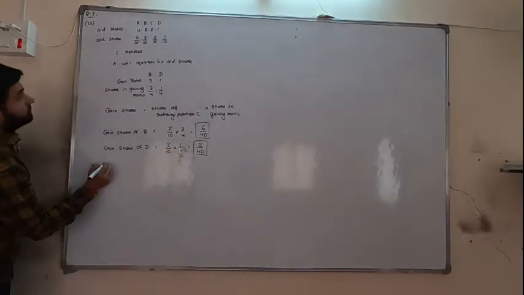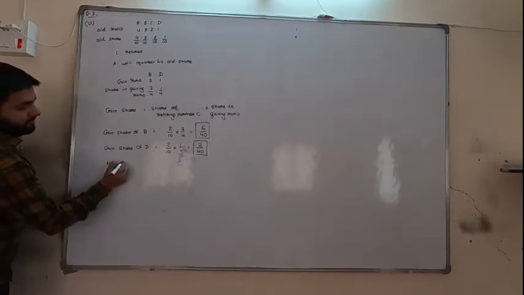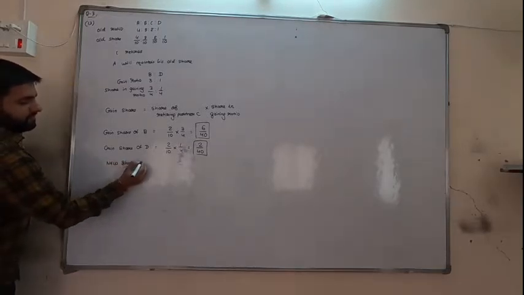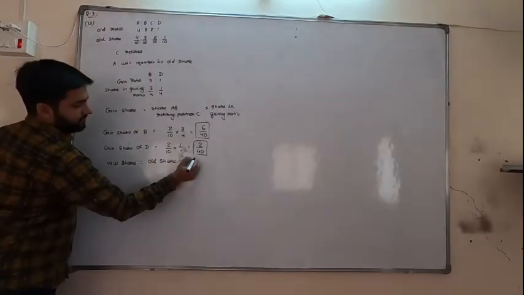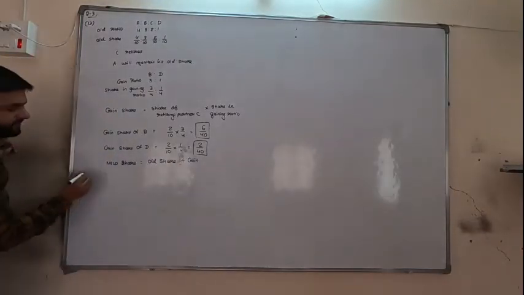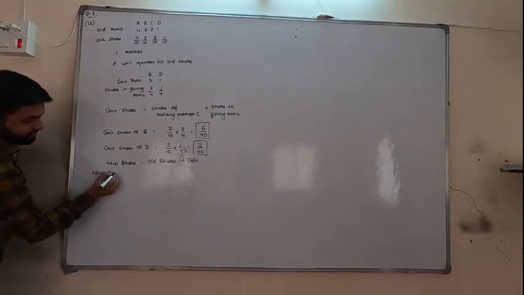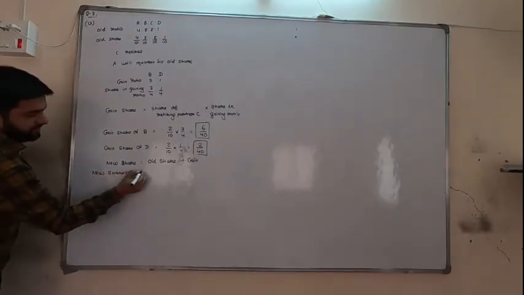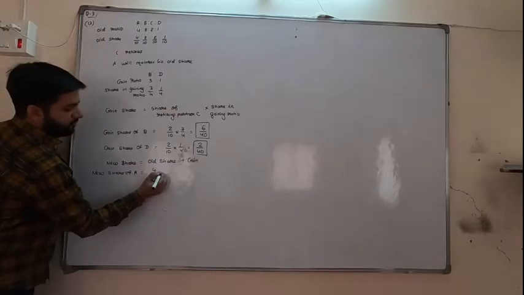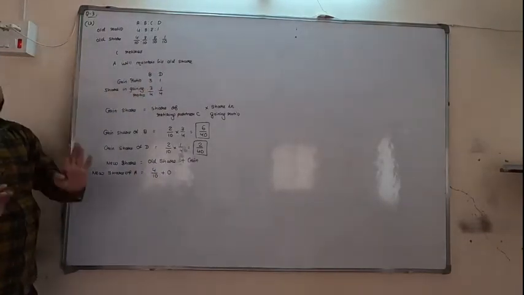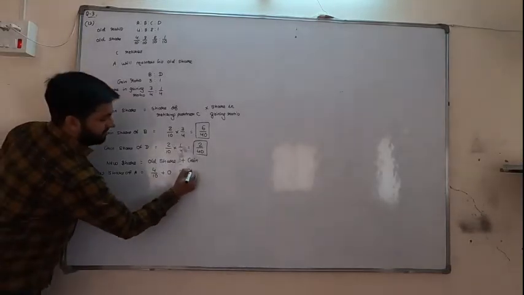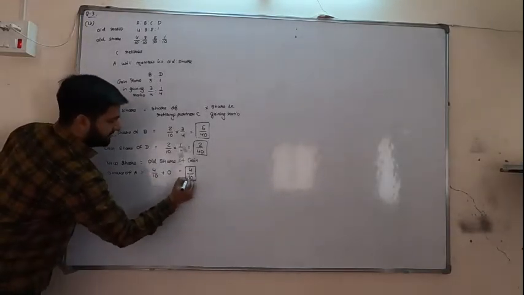Now, new share. New share is equal to old share plus gain. New share of A: A's old share is 4 by 10 plus gain is 0, because it is written that A is maintaining his old share. So 4 by 10 is the answer.